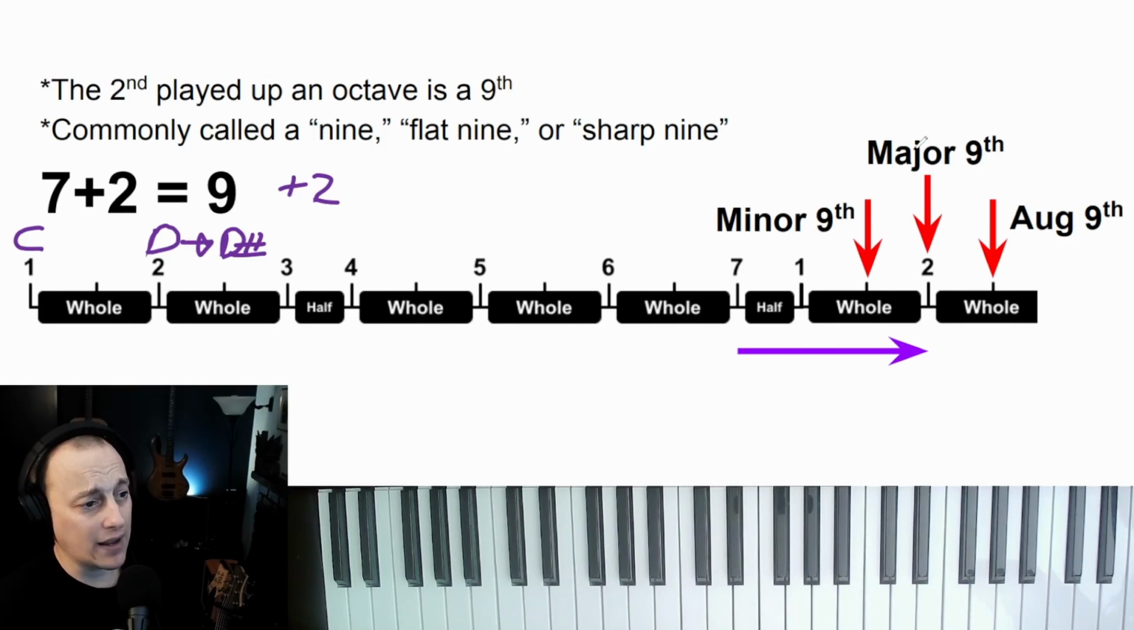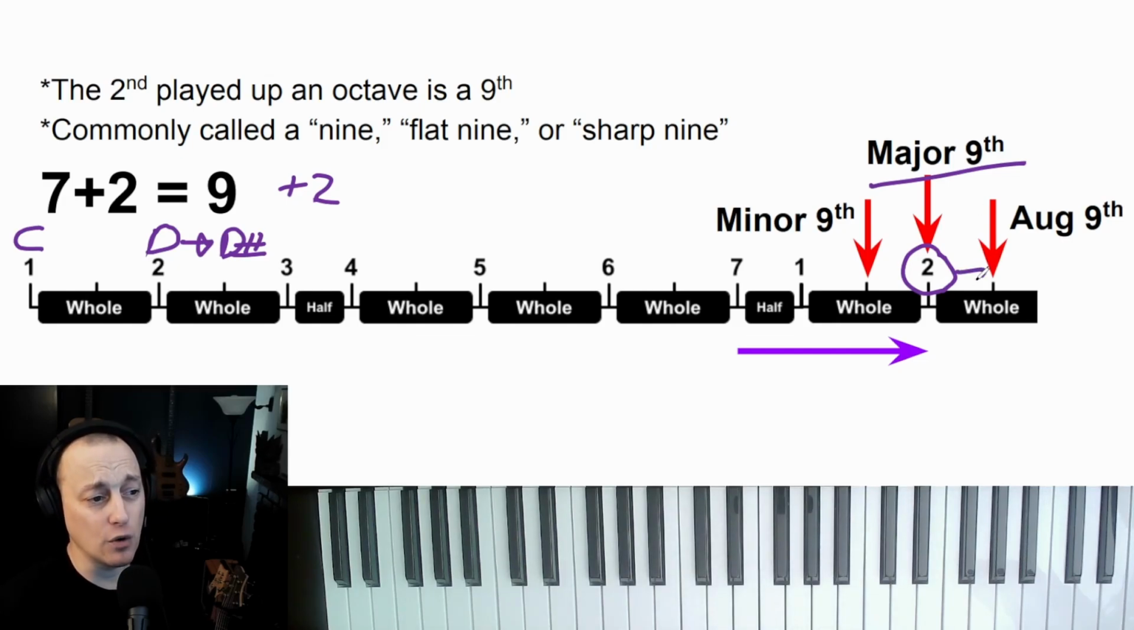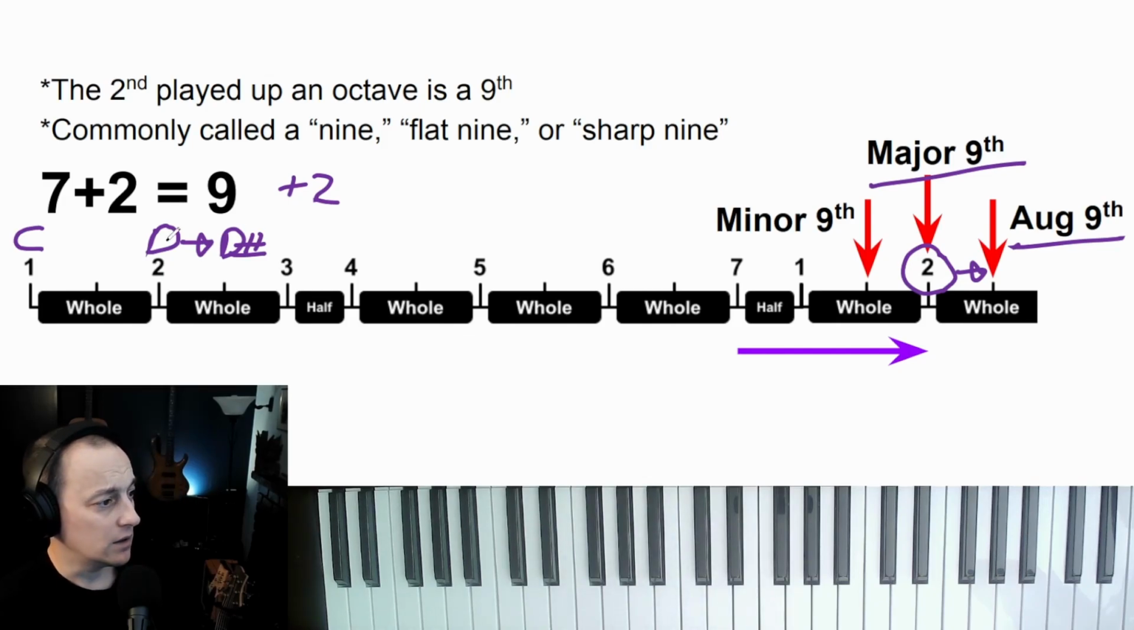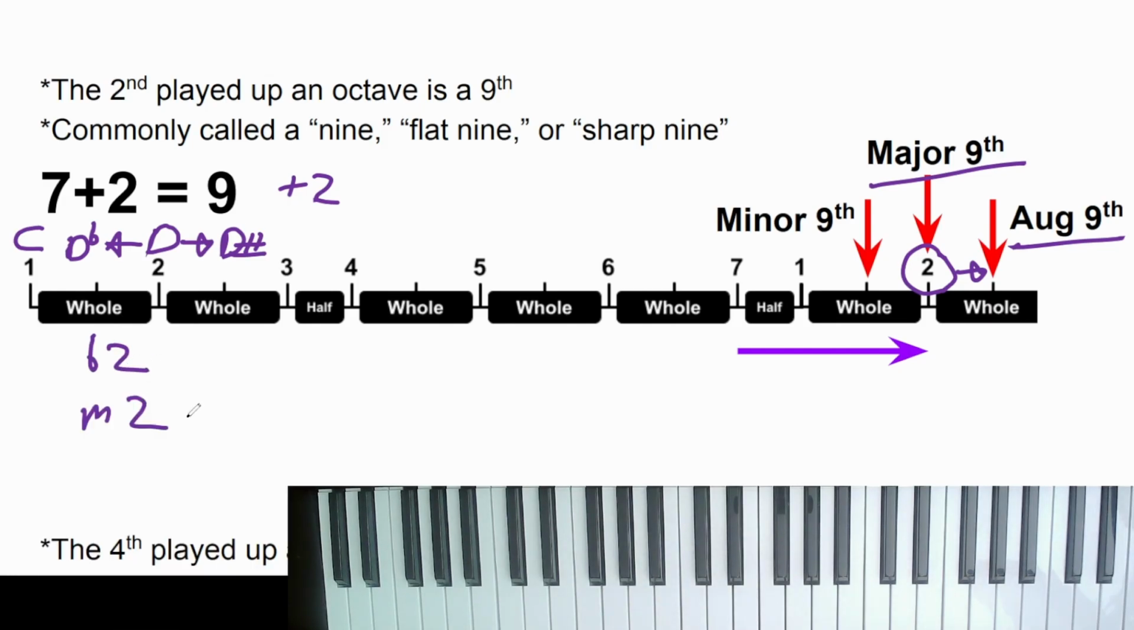So if I go over here, I can say, well, that same 2 is a major 9 or a 9. We can call that a 9 or a major 9. If I move that 2 up, it is now the augmented 9th. And just as down here, if I've got myself a D flat, because I like myself a D flat in this key for some reason, I can call that a minor 2 or a flat 2. So flat 2 or minor 2 are the options there.